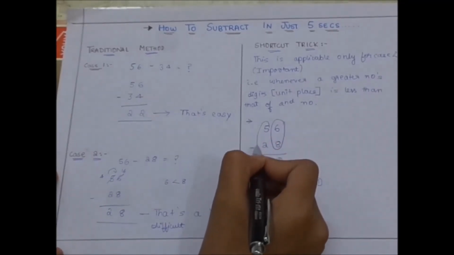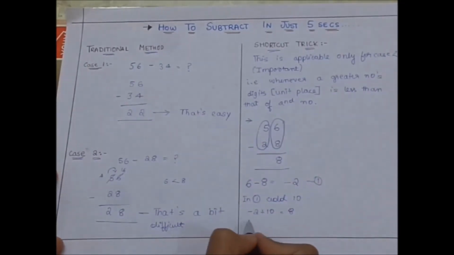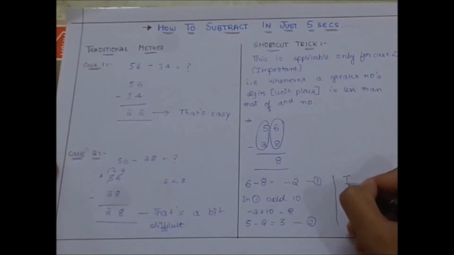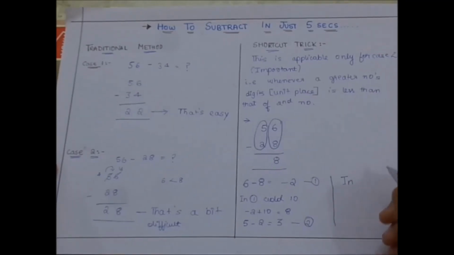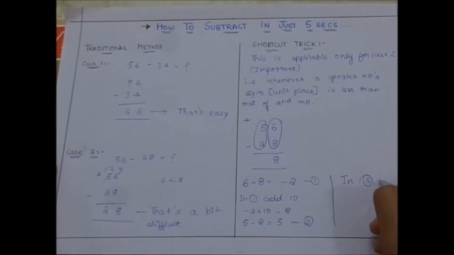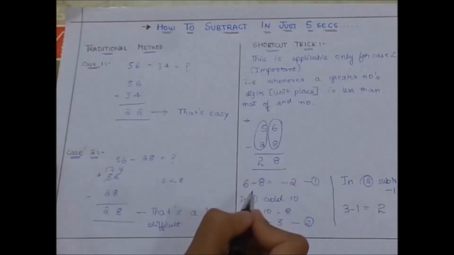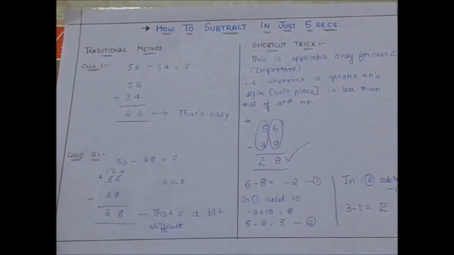So our second step would be 5 minus 2. When we subtract 2 from 5, we get the answer 3, and we'll write this as equation 2. Now this is the crucial step. For equation 2, we'll add minus 1. So that will be 3 minus 1. So 3 minus 1 is 2. So the answer is 28, and the important thing to be noted is that always in step 1 we'll add 10, and in step 2 we'll always subtract 1.